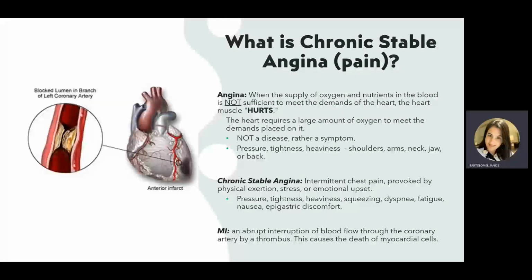Now, some patients have chronic stable angina, and this is sort of like an intermittent chest pain that is provoked or elicited by physical exertion or stress, or if you are climbing a stair and you're huffing and puffing, when the demand of oxygen increases and basically the oxygen is not reaching that muscle.